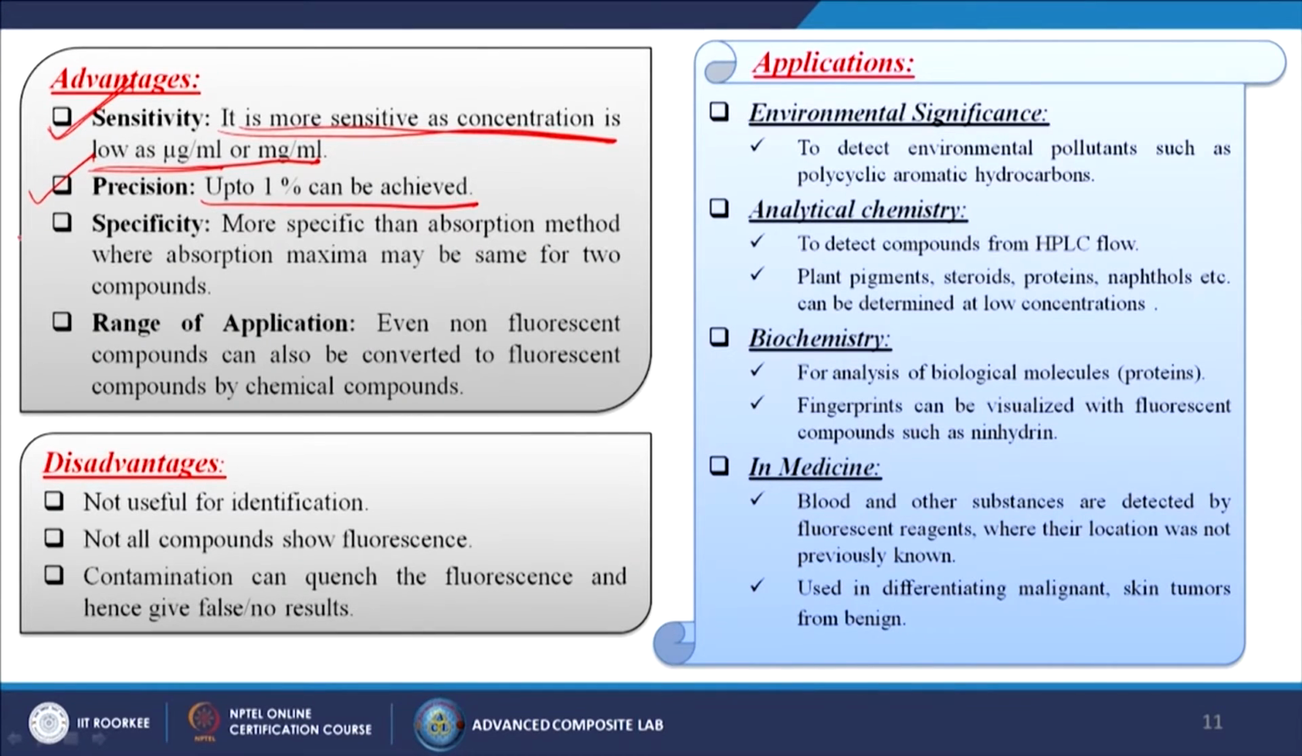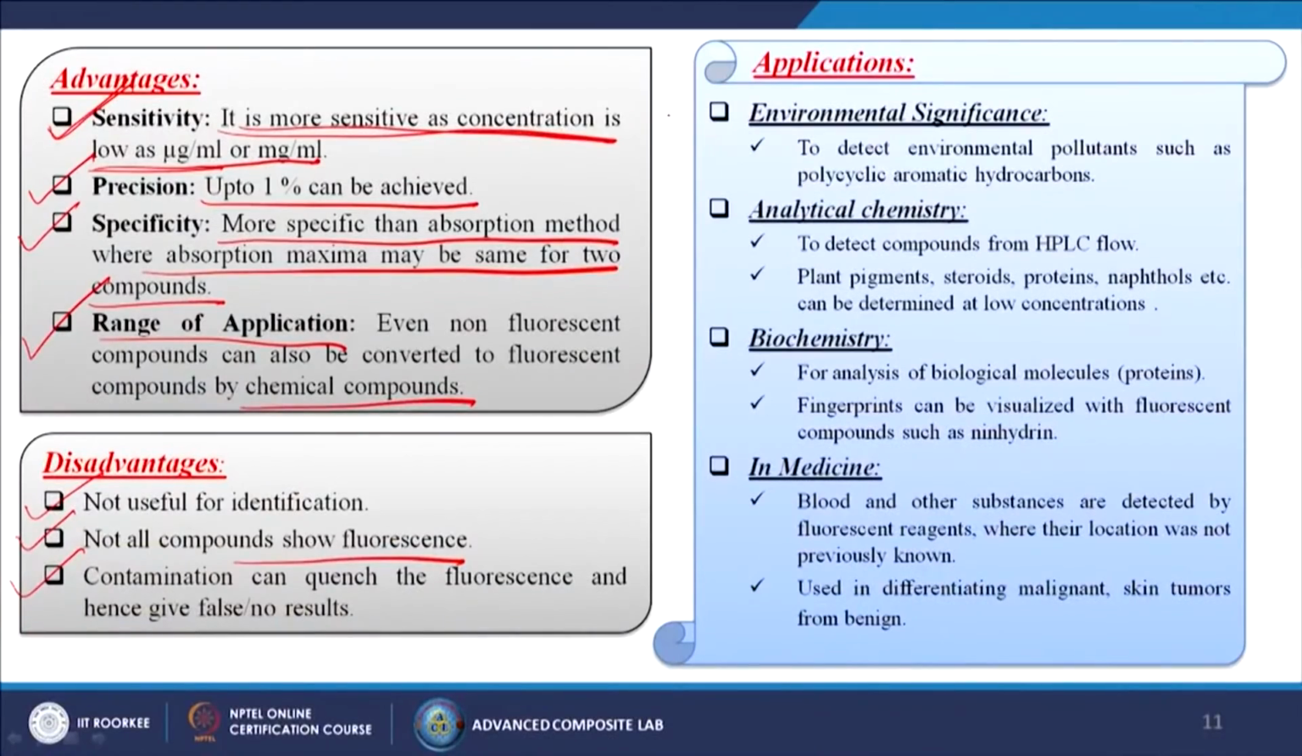The third one is called specificity, more specific than the absorption method, where absorption maxima may be the same for two compounds. The last one is called the range of applications. Even non-fluorescent compounds can be converted to fluorescent compounds by chemical reagents. Then disadvantages: not useful for identification, not all compounds show fluorescence, and the third one is that contamination can quench the fluorescence and hence give false results or maybe no results.